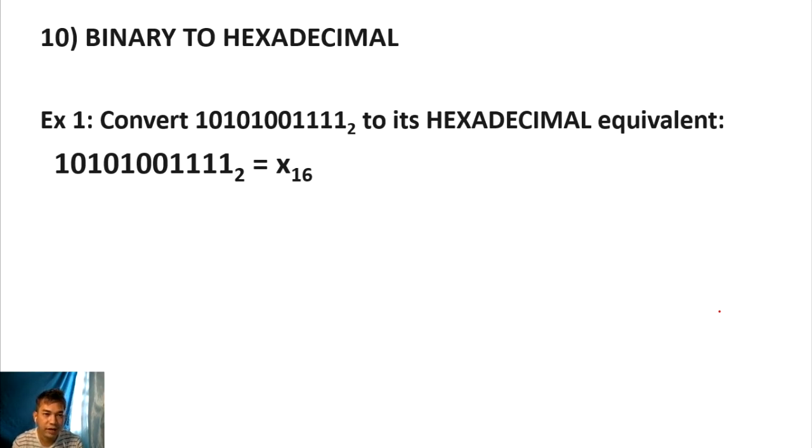Okay, we have binary to hexadecimal. So convert natin ang binary number 1010100111 to its hexadecimal equivalent.